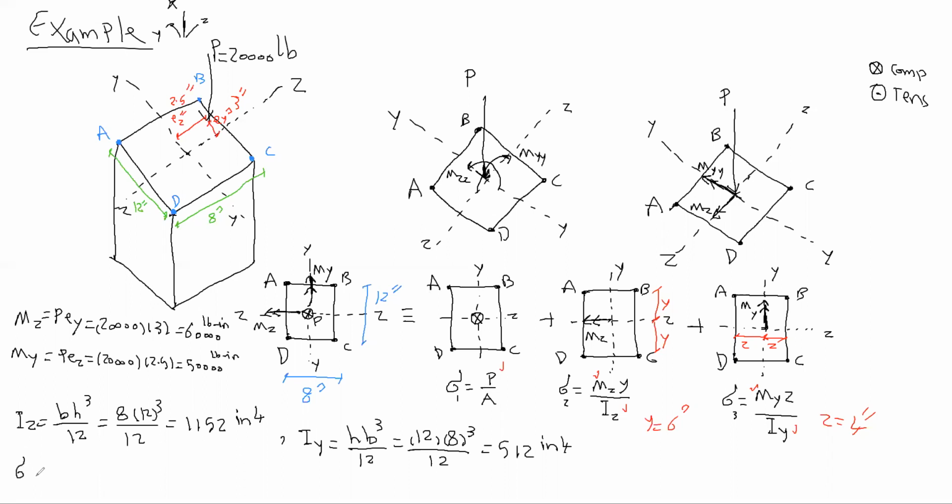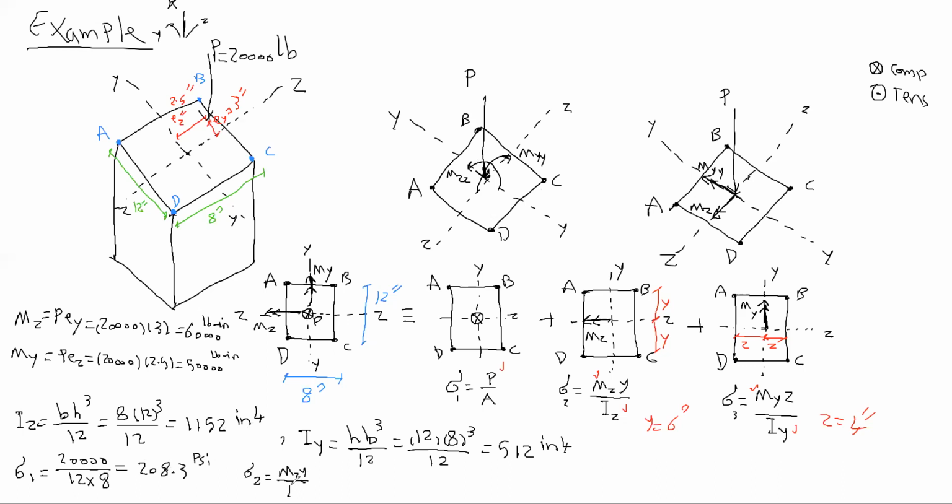One thing is it would be better if I write here. Can you see my writing? Yeah, we can see it. So for the axial force, sigma 1 is P over A, right? What is P? 20,000 divided by A, just 12 times 8, right? Cross-section area for a rectangle is 12 times 8. The answer I have is 208.3. What is the unit? PSI.